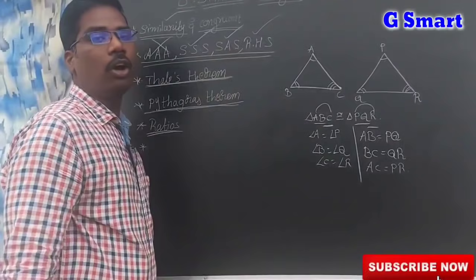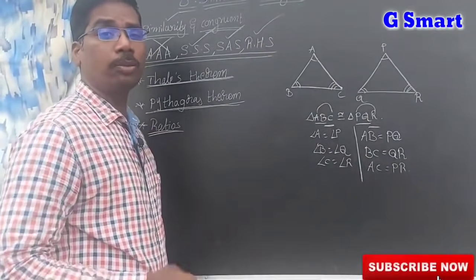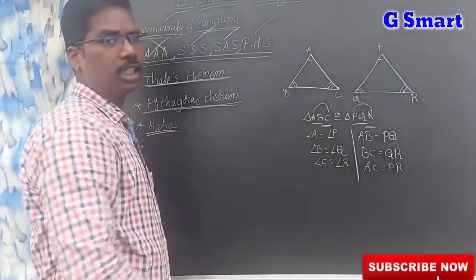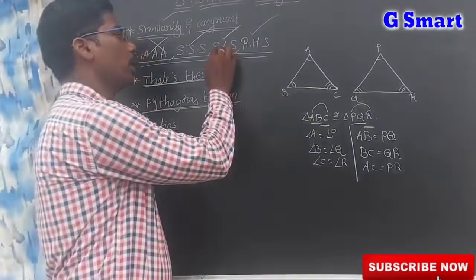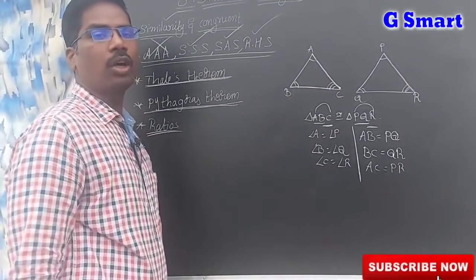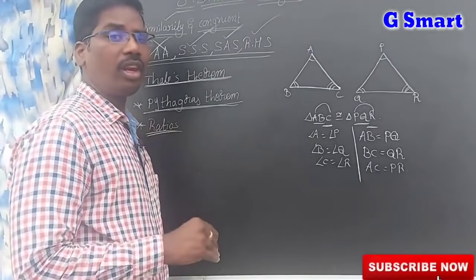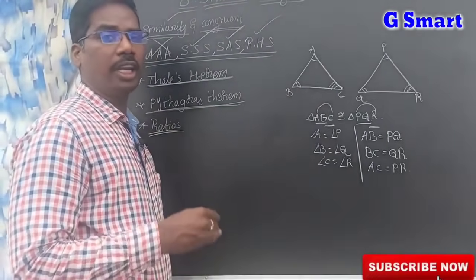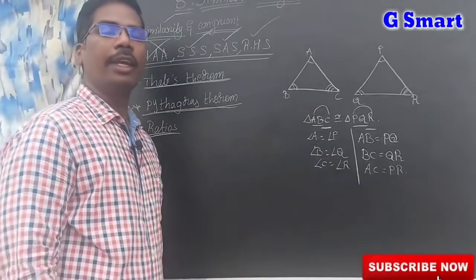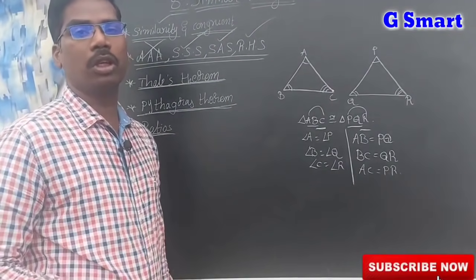Next, SAS congruency. If two sides and the including angle are equal to the corresponding two sides and corresponding angle of another triangle, then the two triangles are said to be congruent to each other. This property is called SAS congruency. Next, RHS. I have drawn RHS before. If in two right angle triangles, two corresponding sides and the right angle are equal to the corresponding two sides and right angle of another triangle, then the two right angle triangles are congruent to each other. This property is called RHS property.